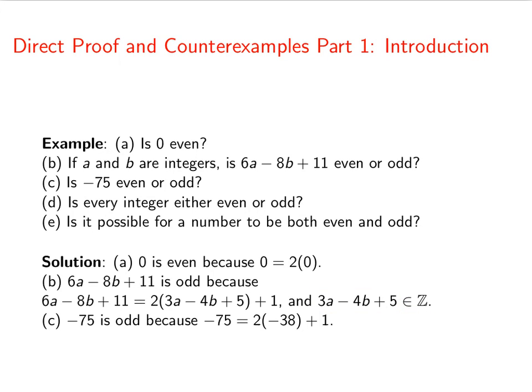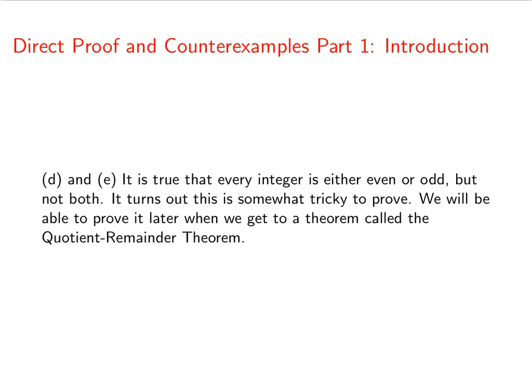In part C, we can say that negative 75 is odd because negative 75 is equal to 2 times negative 38 plus 1. And finally, it is true that every integer is either even or odd. There's no other category like there is with primes and composites. But it's also true that they can't be both. It's not possible for a number to be both even and odd.